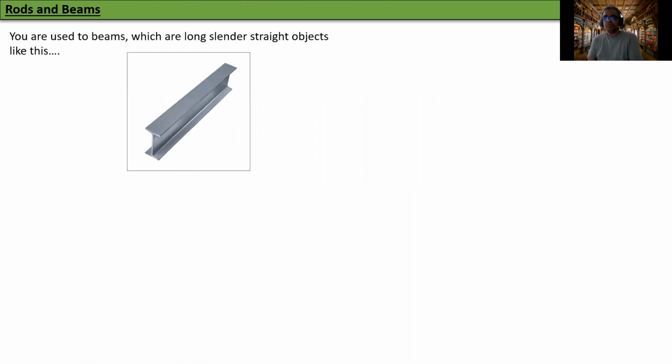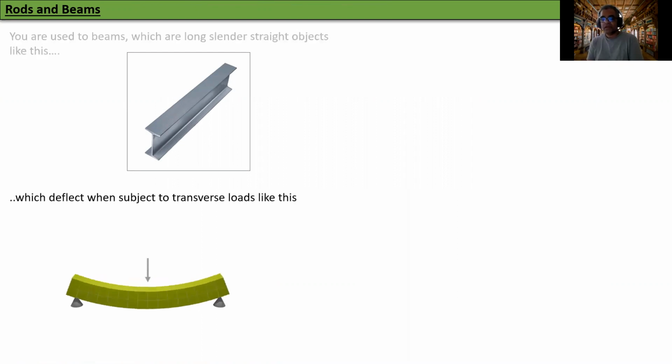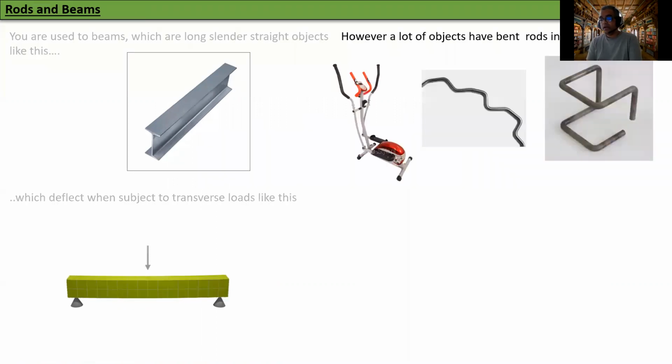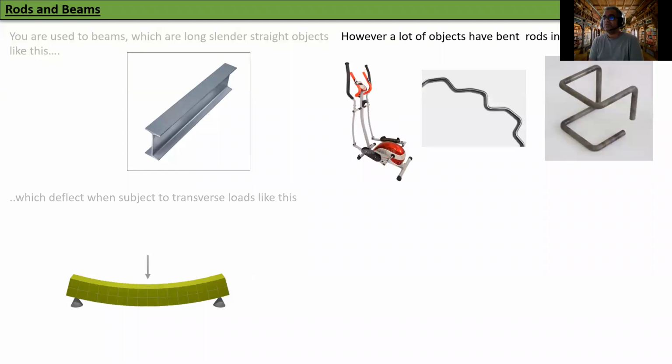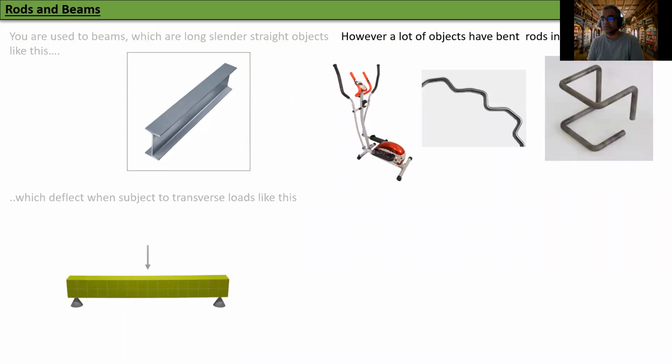You're used to beams, which are long, slender, straight objects like this, which deflect when subject to transverse loads. Okay, and you're very familiar with this kind of thing. However, a lot of objects have bent rods in them like this. You can see the exercise machine with the handlebar and all the bent shapes.